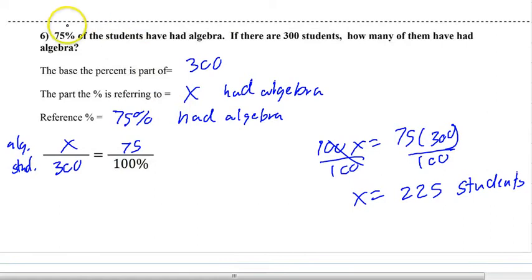And here it says 75% of the students have had algebra. So we put 75% have had algebra. And then if there are 300 students, well, that's the entire total. That's the whole. How many of them have had algebra? So we're looking for the had algebra. That's the x. So we put the part, the base, percent, and our 100%, cross multiply, and that's our answer.